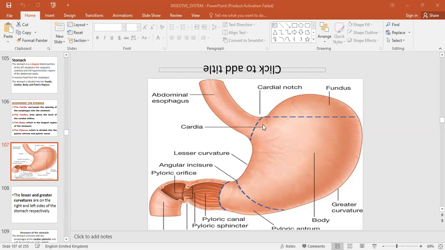Okay. So those are the parts of the stomach: fundus, cardiac, body, pylorus. That's one. Now, on the surface of the stomach, we are going to discover two curvatures.